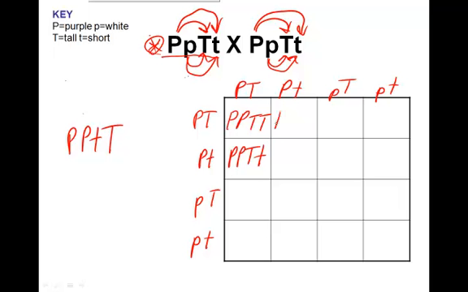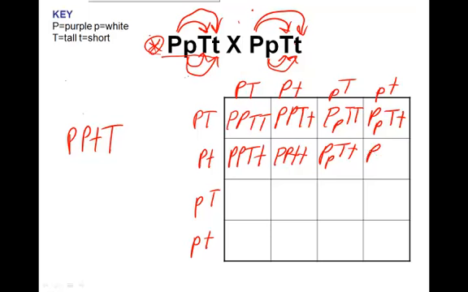Continuing on, capital P, capital T, lowercase t, capital P, lowercase p, capital T, capital T, capital P, lowercase p, capital T, lowercase t. And so we continue this process that we've learned before. Don't make it harder than it is. People see extra letters and they start to panic. So there's no need to panic. These are the same basic principles that we've seen already with the monohybrid cross.